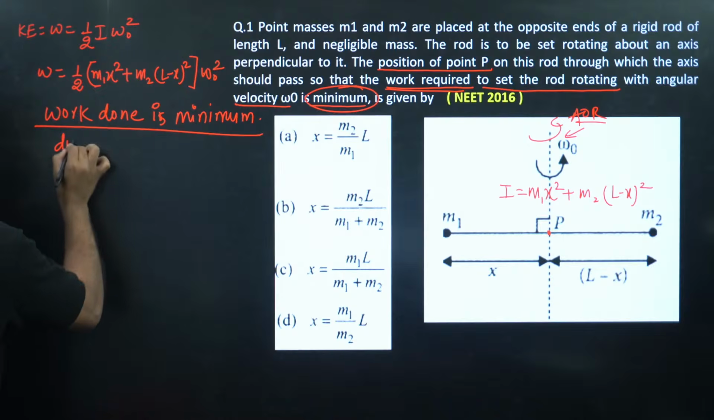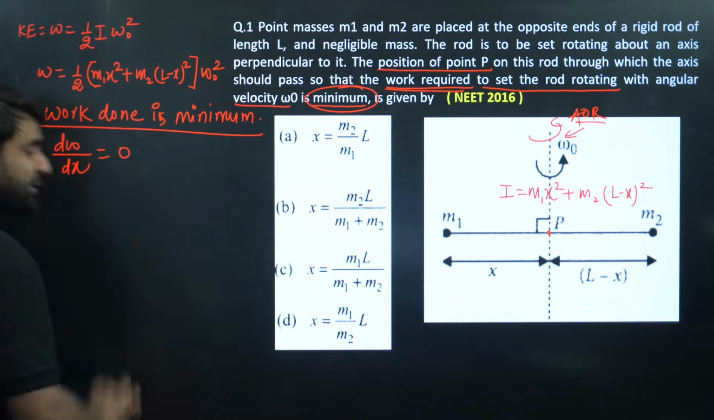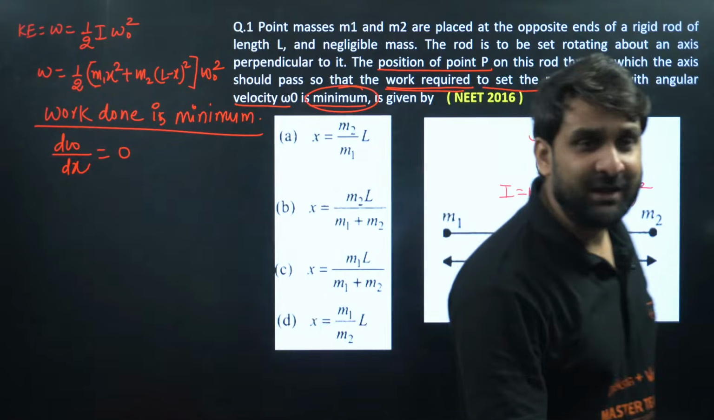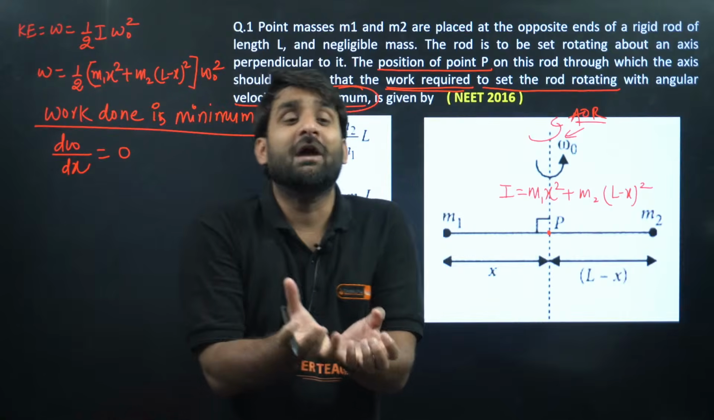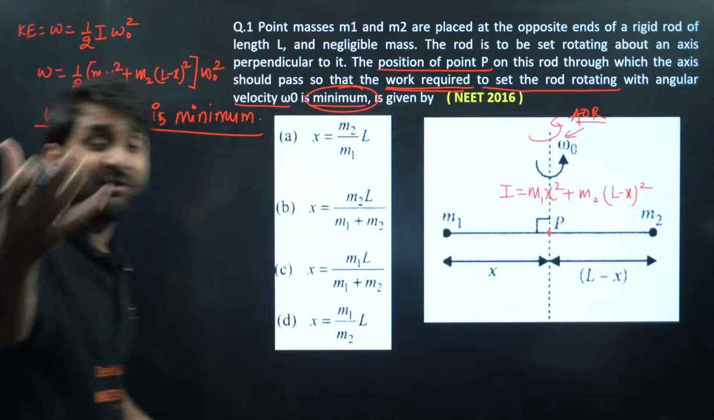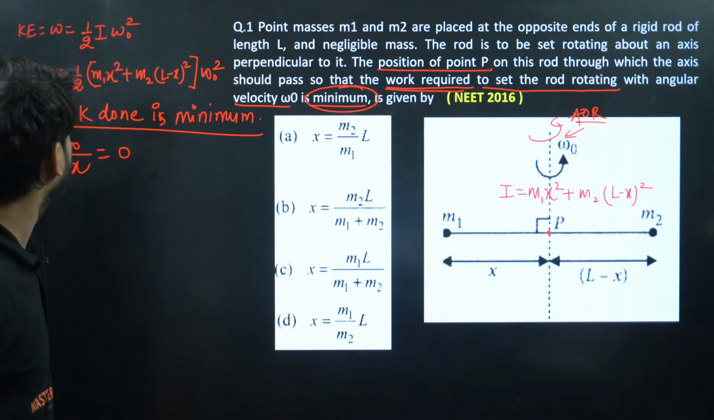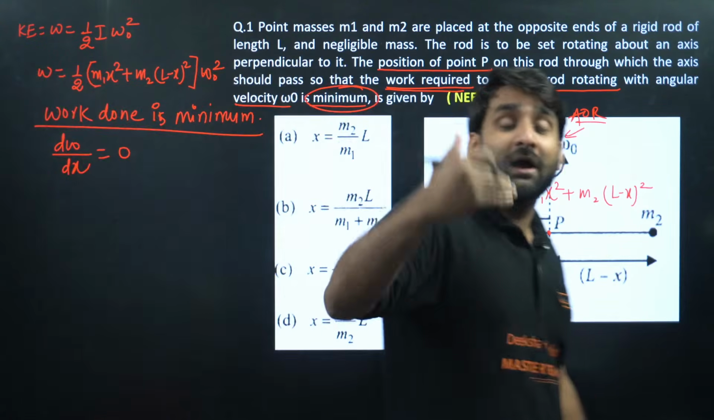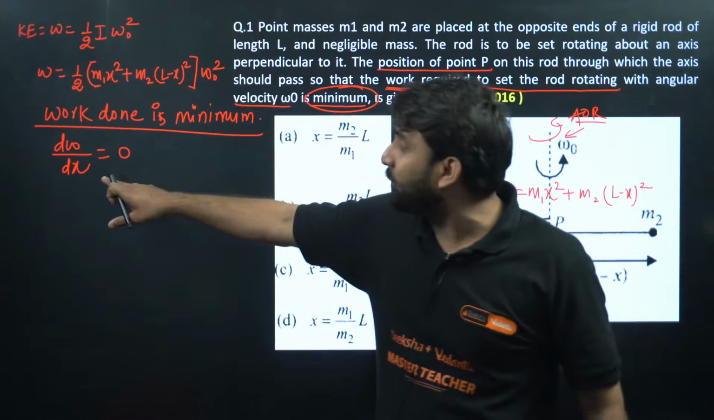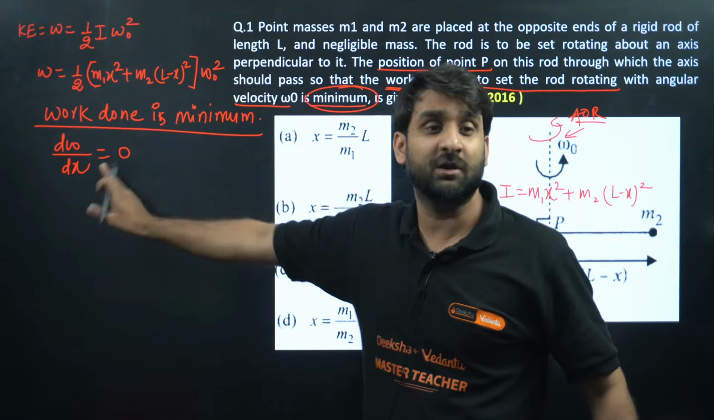It means that we have to differentiate this with respect to x and put it equal to 0. We all know that to find the minimum value of any function, we always differentiate that function. If this were t we would differentiate with respect to t, but this work done function is in the form of x. So we differentiate with respect to x, and since we want work done minimum, the differentiation of work done with respect to x will be 0.